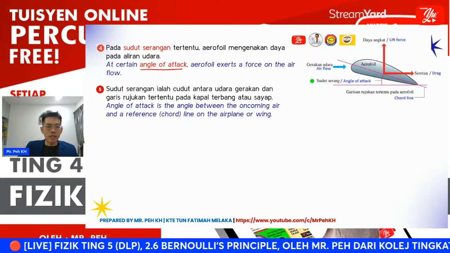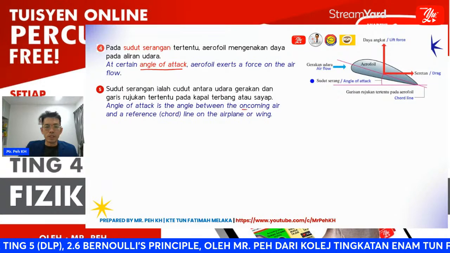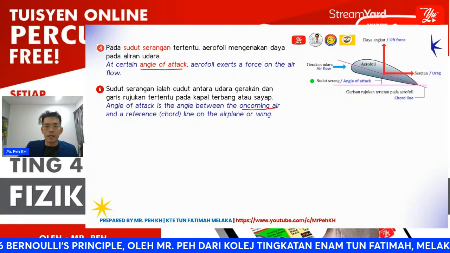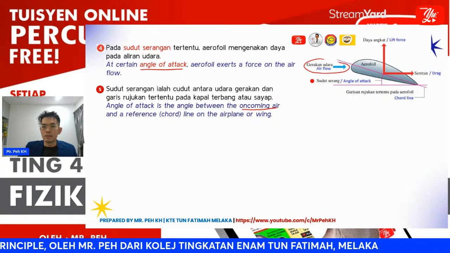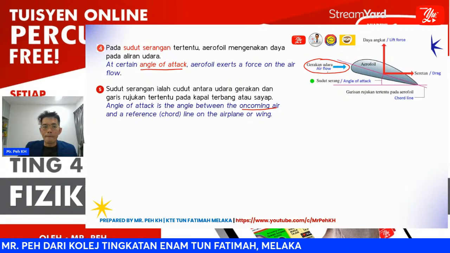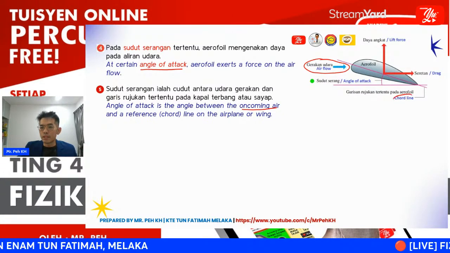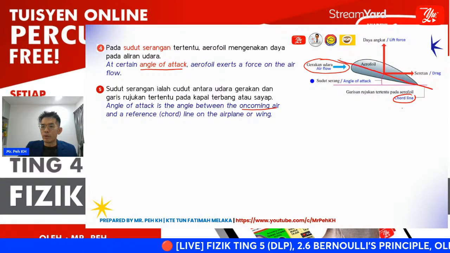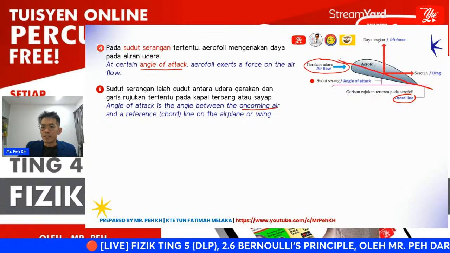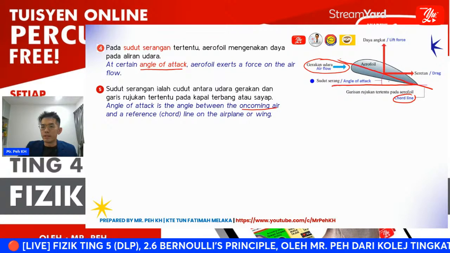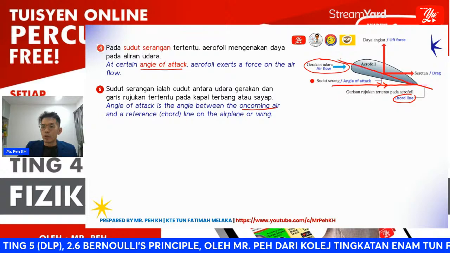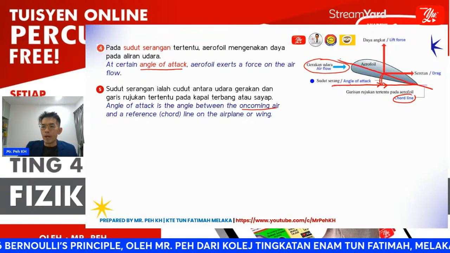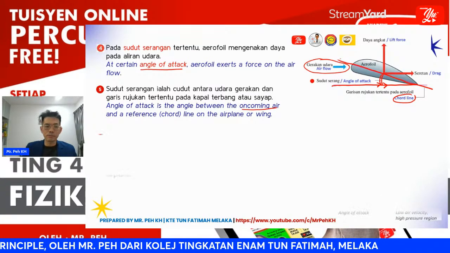Angle of attack is the angle between the oncoming air. So you can see here, this will be the airflow and the reference line on the airplane. So the line will be here. This will be the reference line we know as the chord line. And then this is the direction of motion of the air. So in between this, the angle we know as the angle of attack.